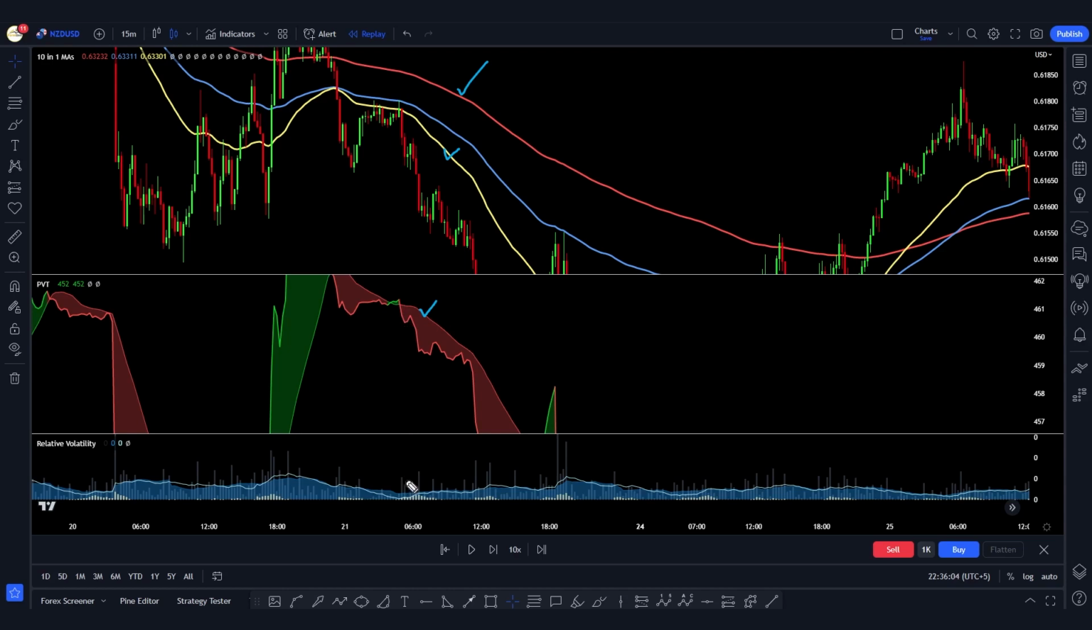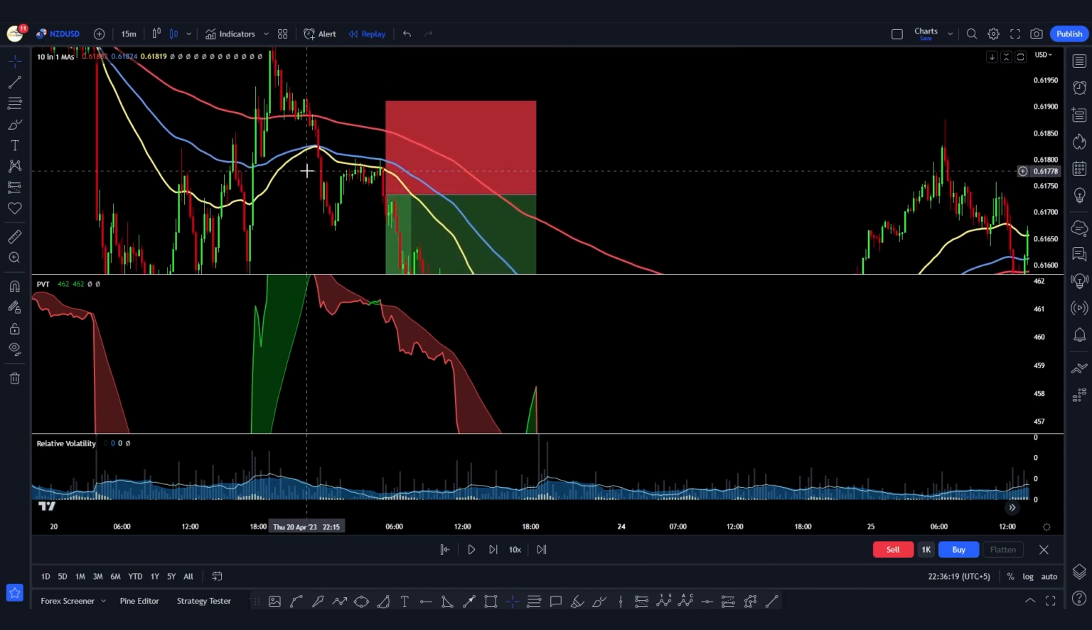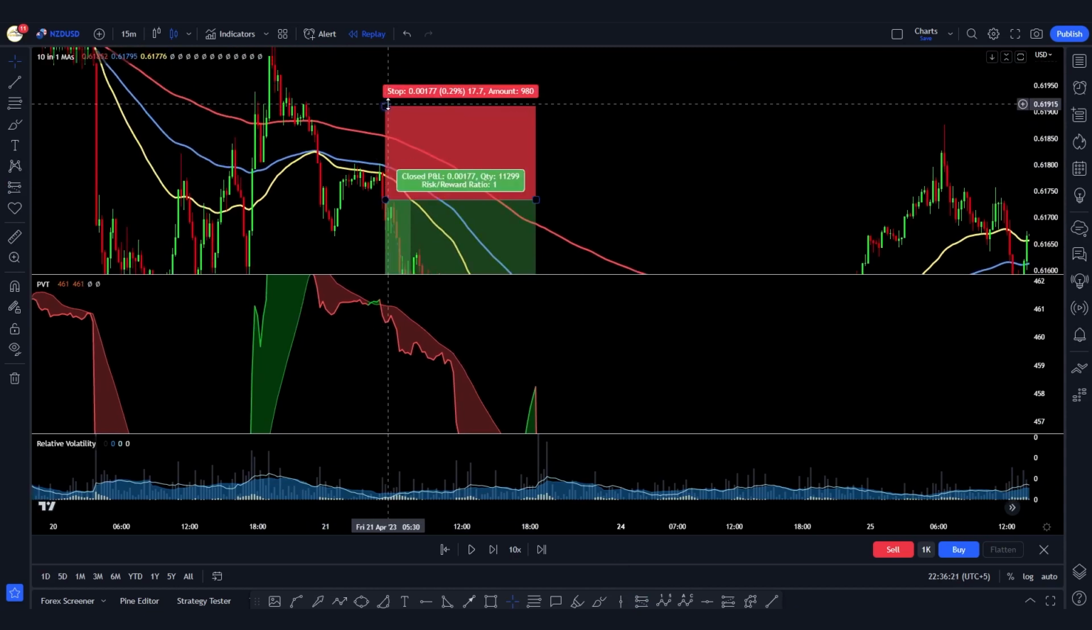And the final confirmation will be this relative volatility bar should be above this EMA or above this blue area, which will confirm that there is enough volume in the market and we can take this trade. So we can go ahead and put our short position at the close of this candle here, and we'll be again putting our stop loss at the last swing high, and we can target 2 to 1 risk-reward ratio.